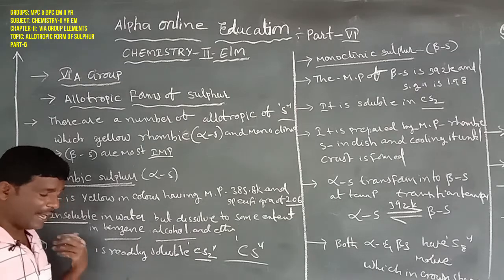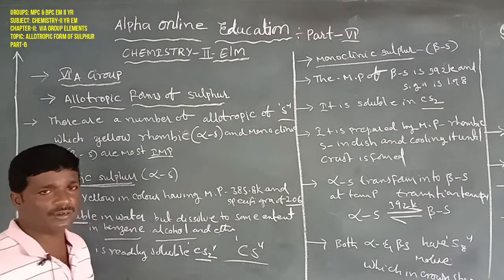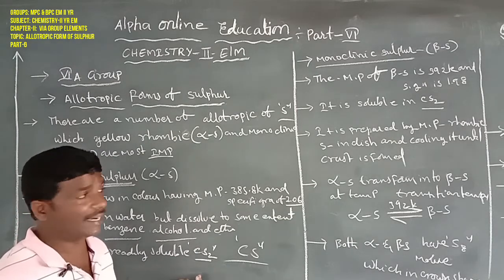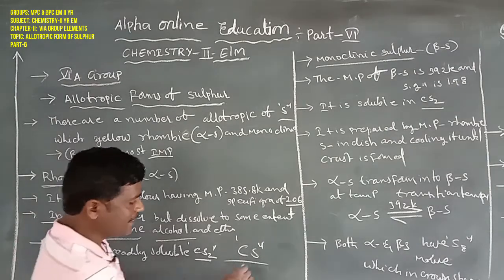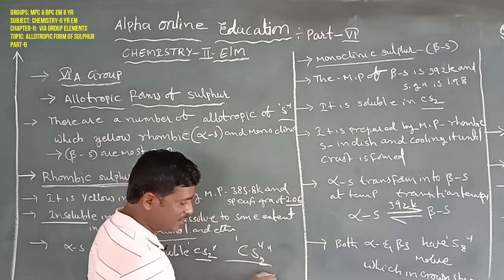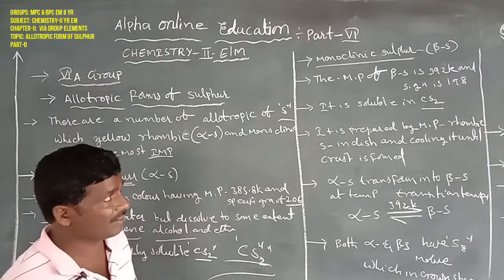Alpha sulfur is readily soluble in carbon disulfide, the CS2 compound, also known as carbon disulfide.